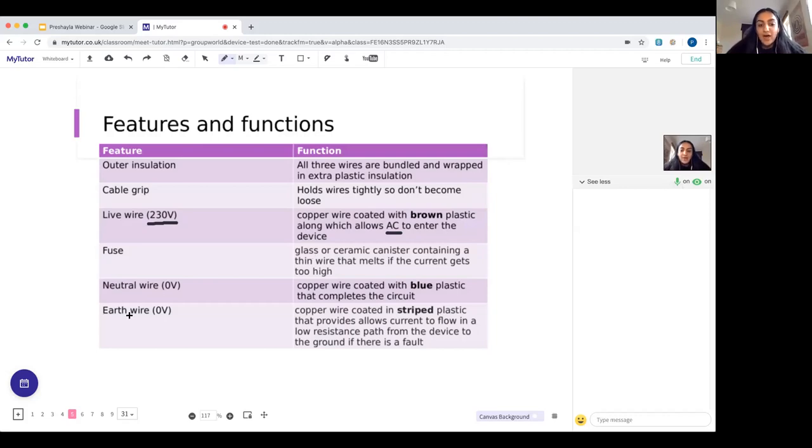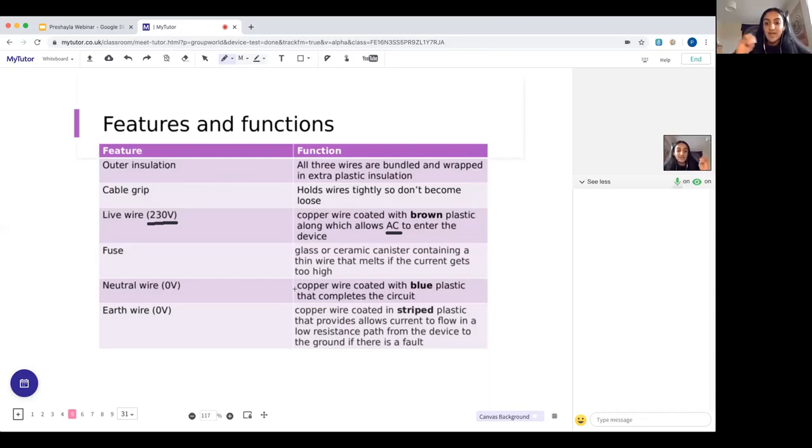And then we have the earth wire. The earth wire is held at 0 volts as well. Now, the earth wire is a very important feature of the plug for safety. The earth wire provides a low resistance path for the current to flow from the device to the ground, either to an electrical pathway in the ground or a water pipe in the ground, if there is a fault. So if there's a fault, it protects you from electric shock by providing a path for the current to go so that it doesn't go into your body.